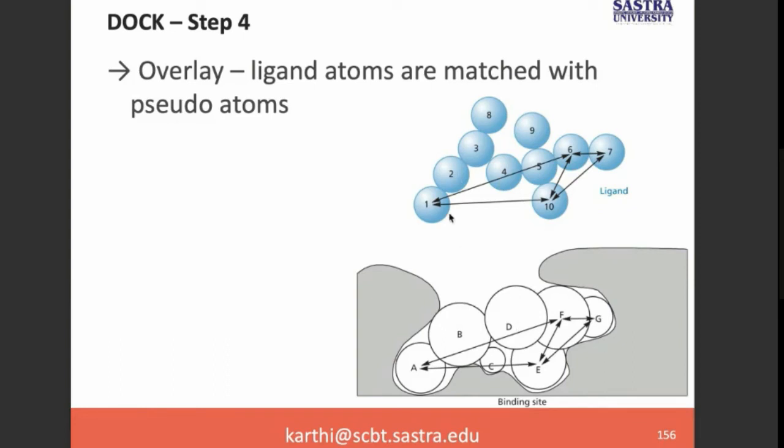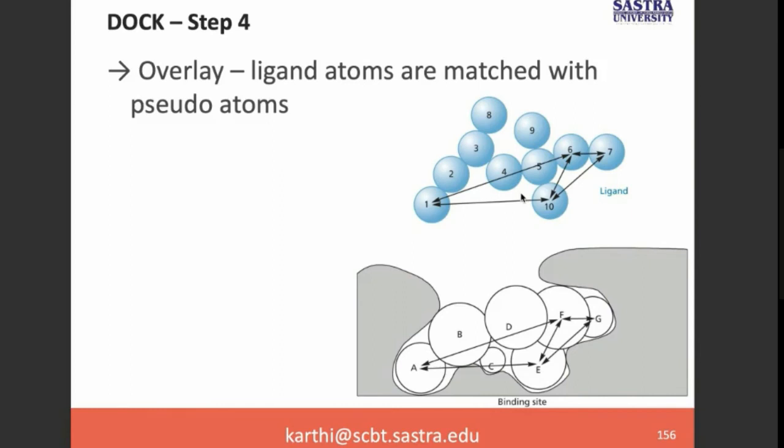So we have to align the ligand molecule to the spheres which are present in the binding site. What they will try is that the centroid of most of the pseudo atoms in the ligand molecule should be overlapped with the centroid of the spheres which are present in the binding site. Again, I repeat, the centroid of the pseudo atoms of the ligand molecule, the maximum number, should be matched with the centroid of the spheres which are present in the binding site. That's why it is called matching the shape.